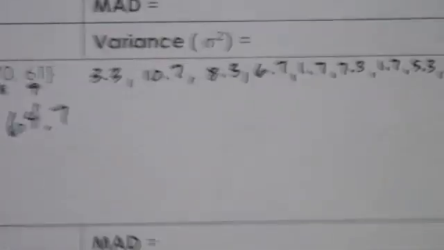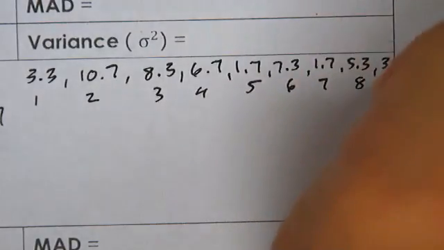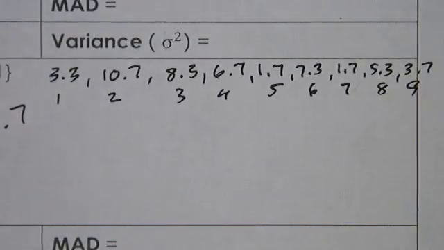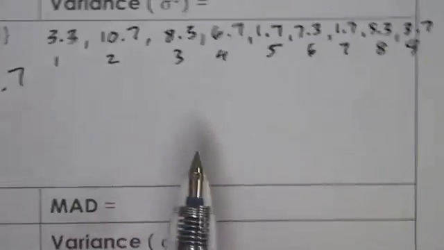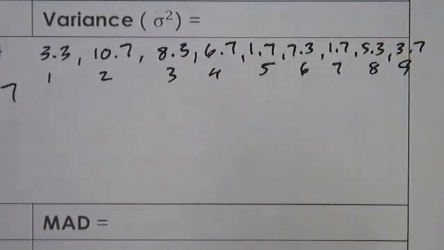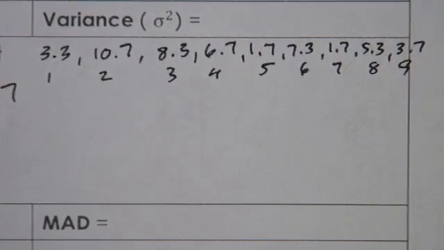So I've got all of my new data. And again, just to double check, did I do it all right? 1, 2, 3, 4, 5, 6, 7, 8, 9. I should have 9 pieces of data because I've got 9 original pieces of data. So I should have 9 deviations to then average together again for my MAD. MAD is just the average of the deviations.